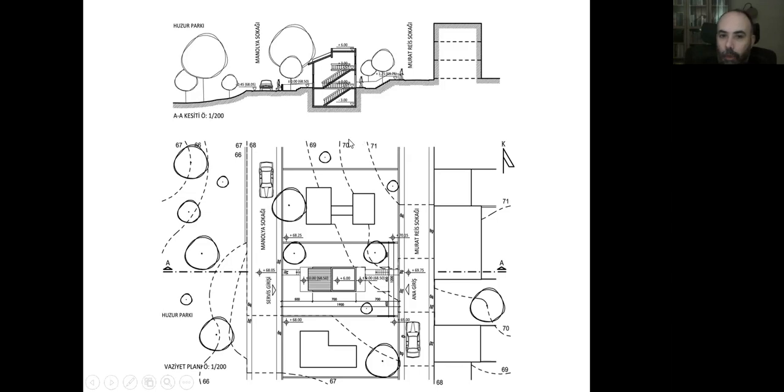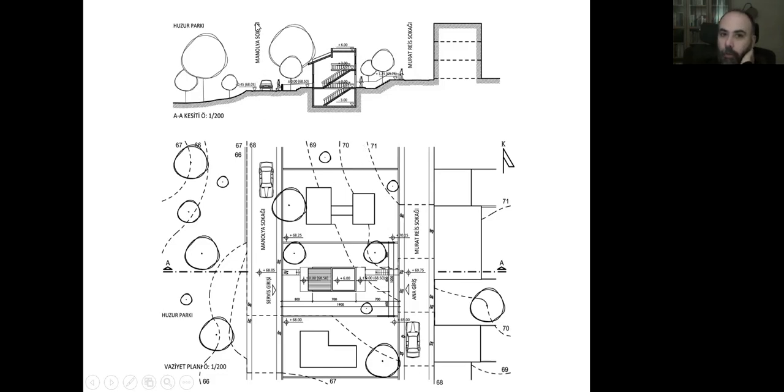Also, we need to give the levels of these streets. This street level, the level of the entrance here, the service entrance, with this level mark. Also, the level of the street here, again, on this Murat Reis Street. And we need to give the level of each floor, like the upper surface of the basement floor, the upper surface of the ground floor, the first floor, and the roof. As you can see, the flat roof.